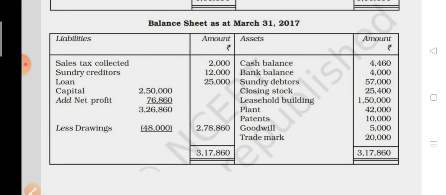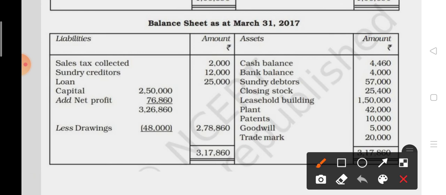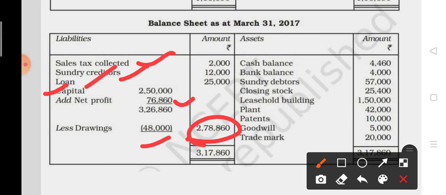So children, in balance sheet, first of all we will make the adjustment of capital. The capital balance is given in the question. You have to add the net profit which will come in the P&L account, and drawing you have to subtract. Then adjusted capital you have to write down. Sale tax collected, if it is given, then you have to write down on the liability side, sundry creditor and loan. In front of loan it is written credit, so it means this is the liability.